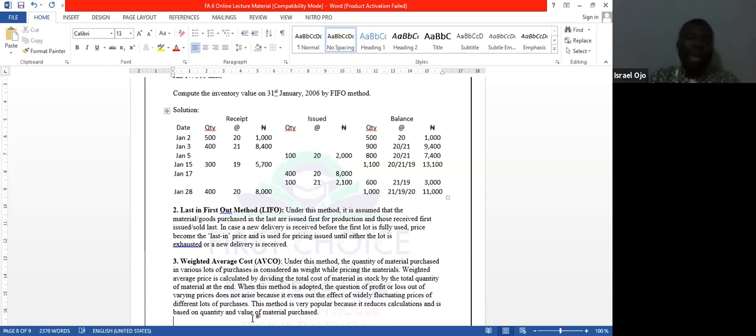Another one that we have is weighted average. Under this method, the quantity of material purchased in various lots of purchase is considered as weight while pricing the material. Weighted average means the total cost of the inventory divided by the quantity, so that we can find, okay, on an average basis, what will be the cost of one inventory. So the cost of that one inventory will now be used to issue items out.